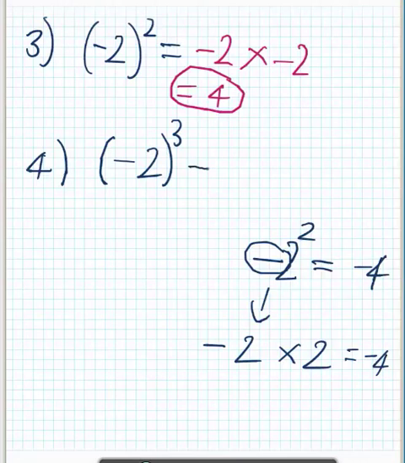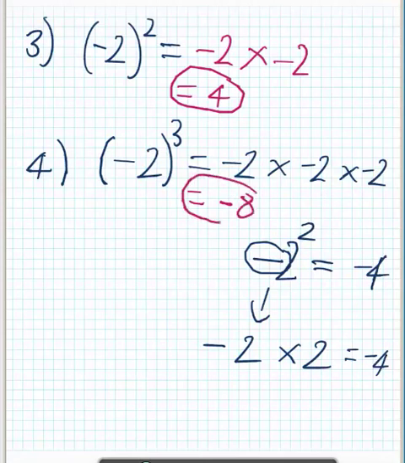So this one down here, because there are brackets, it's saying minus 2 times minus 2 times minus 2. And I can see I have 1, 2, 3 negatives. It's an odd amount of negatives. So my final answer will be a negative, and 2 times 2 times 2 is just 8. So you should have had negative 8 for number 4.